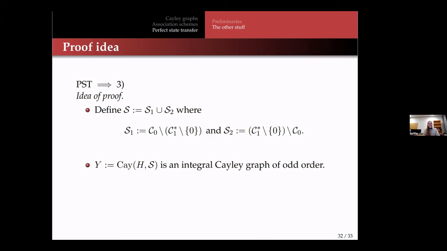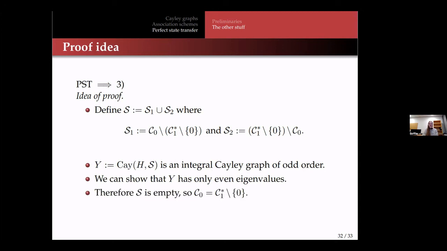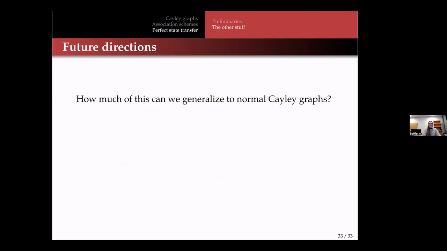This is an integral Cayley graph of odd order. And we know that such a Cayley graph has to have an odd eigenvalue. But we can actually show that if the graph has perfect state transfer, then Y has to have only even eigenvalues. And so therefore S must be empty and these two sets must be the same. And we just do the exact same thing with S2 star. So that's the proof.